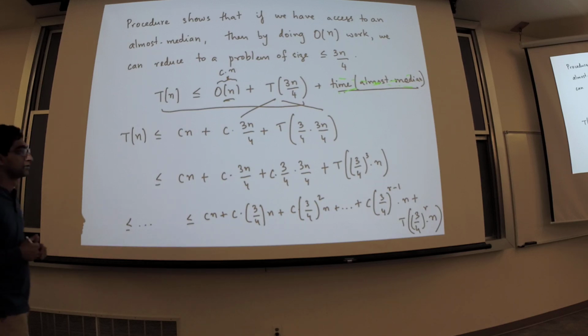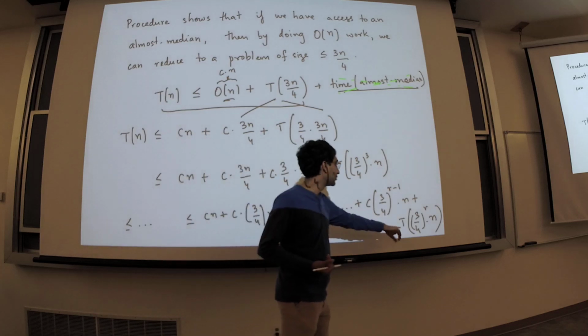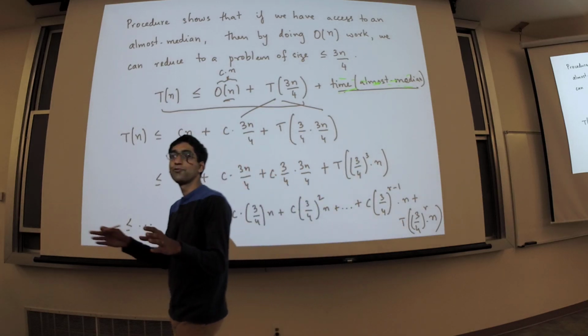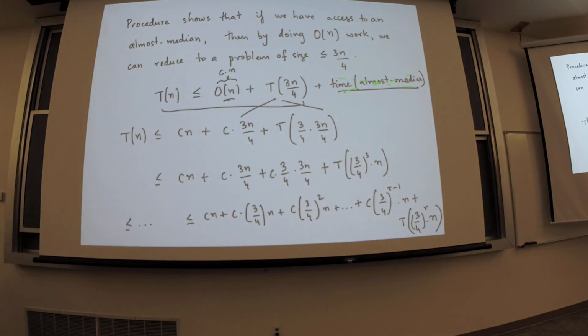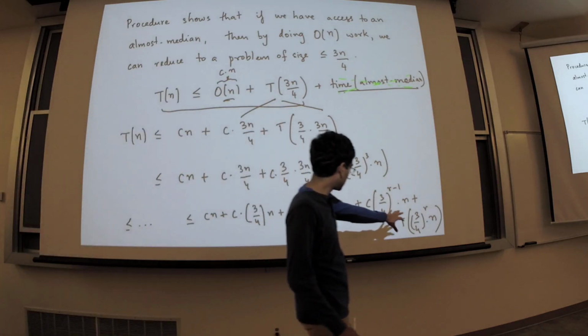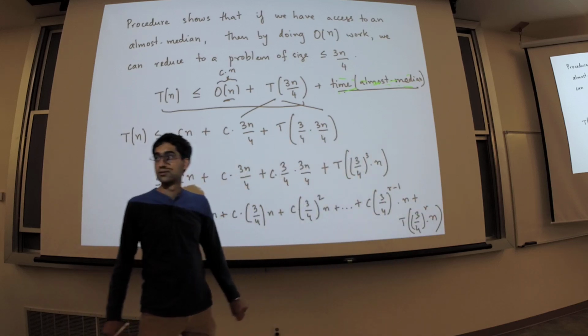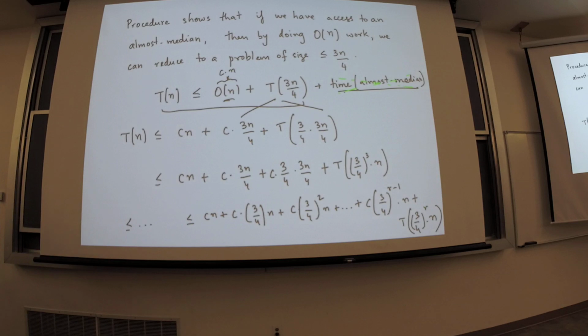Now, when can you plug in some known value of T? As always, we know that T of 1 equals 1. That's a base case. So you would like to do this until this term becomes 1. So this term has to become 1. So we go on until 3/4 to the r times n becomes equal to 1.